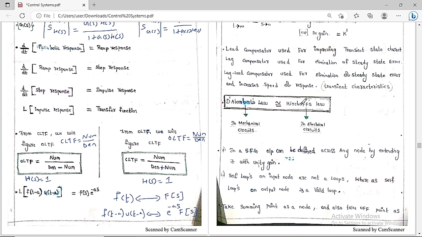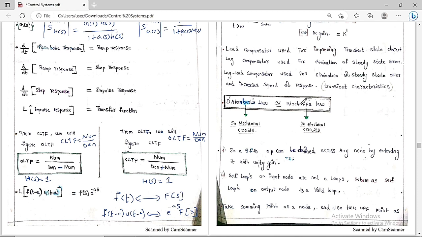Listen carefully. In the case of a signal flow graph, output can be defined across any node just by extending that particular node by the unit gain.